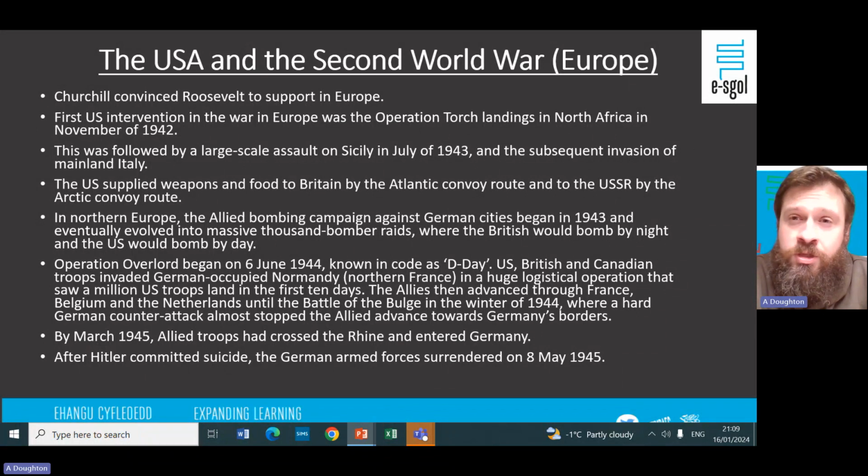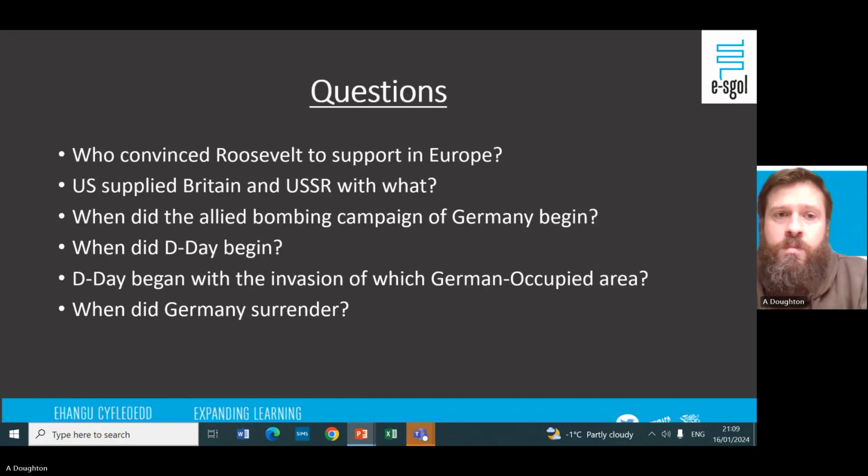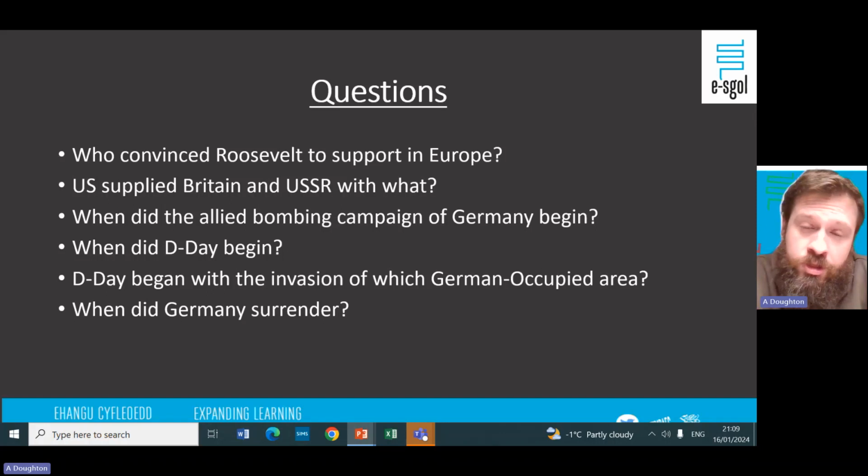So they're the important events in Europe. Remember, it's American foreign policy, so it's from that perspective. Think about the importance of their manpower, economic power, the D-Day landings. So again, just to recap what I've gone through there, have a minute now to go through those questions and make sure you understand US involvement in Europe during World War II.